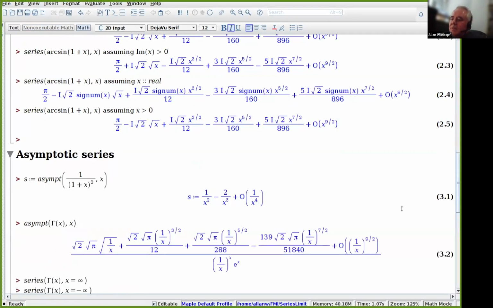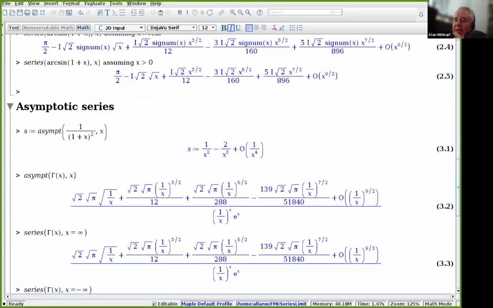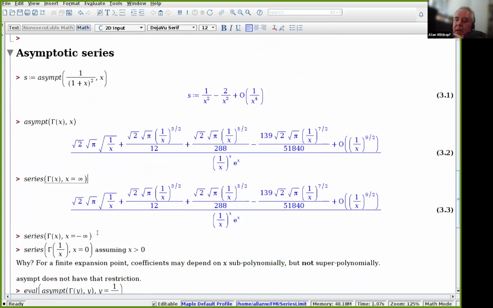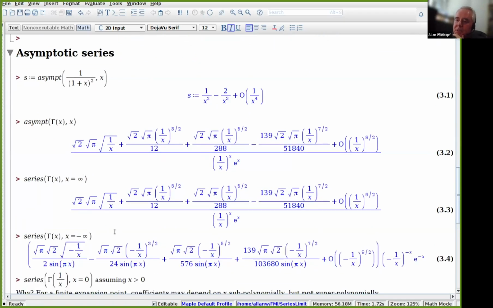Here's the asymptotic series for the gamma function. In this case, it's given in terms of fractional powers of 1 over x. And to show that this is just a series expansion about infinity, we can get exactly the same result with a call to series with infinity as the expansion point here. The series call can be used to compute an expansion at minus infinity as well.